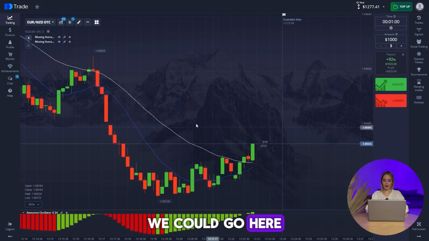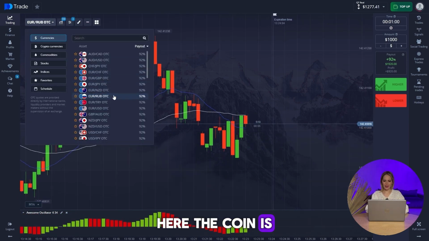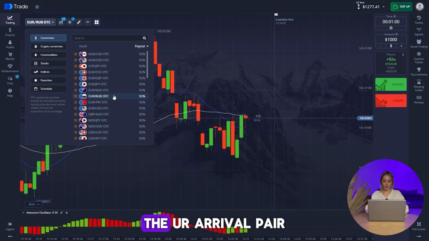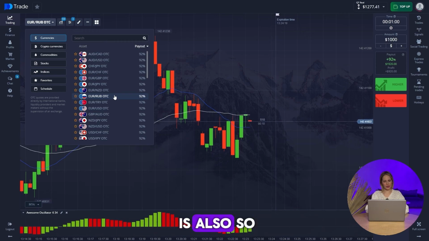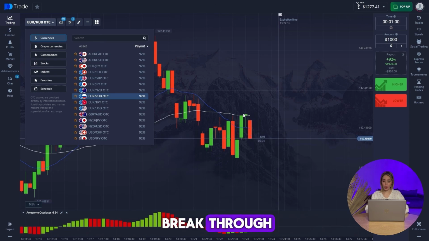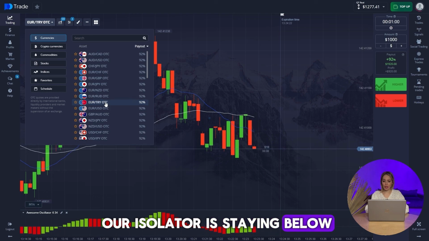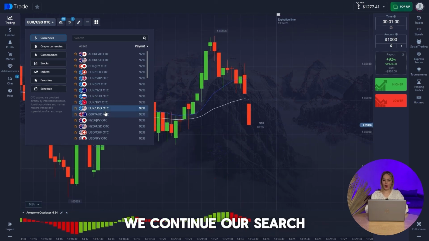We could go here, but it's too late. Here, the coin is not very active. The euro-ruble pair is also so-so, because the price is slowly trying to break through the moving average and our oscillator is staying below. We continue our search.